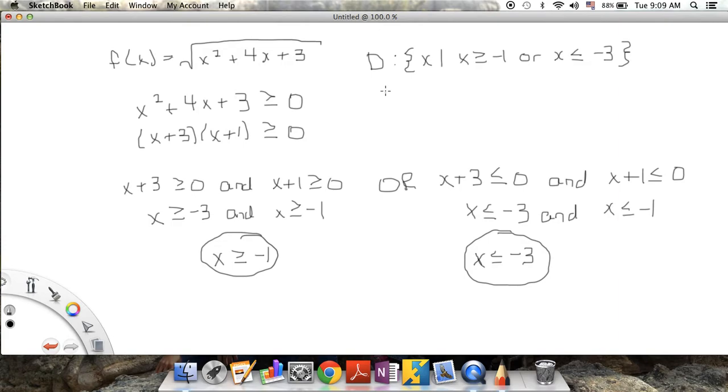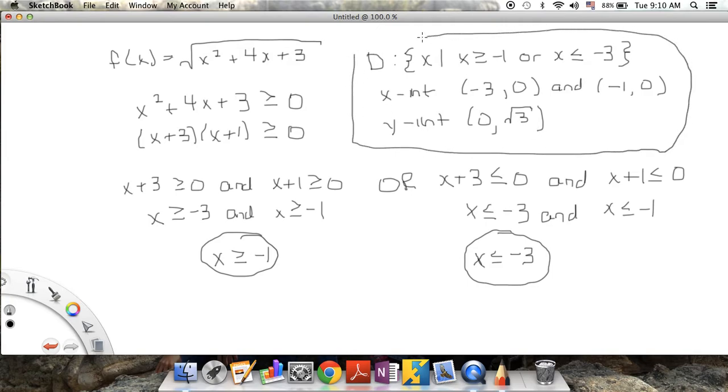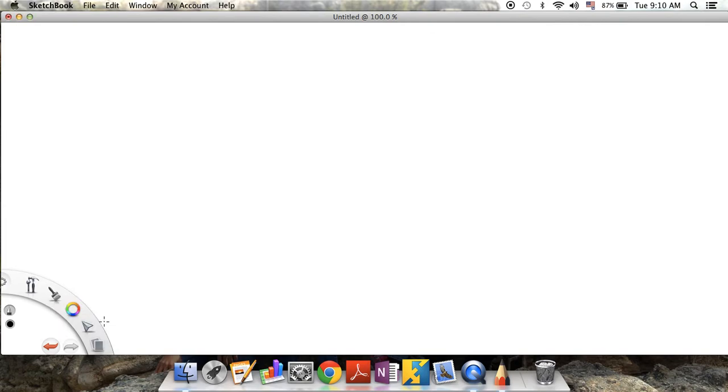Now, what about our x-intercepts and our y-intercepts? Well, same thing. For the x-intercept, y is equal to 0, so we've already almost solved that. So we have two of those. You can look here at this equation and see that negative 3, 0 and negative 1, 0 are our x-intercepts. And for our y-intercept, plug in x equals 0 here, and we end up with the square root of 3. So here's our domain and our intercepts for this one. Make sure you review this. This is something you learned in Algebra 2, so make sure you still have a handle on those things.